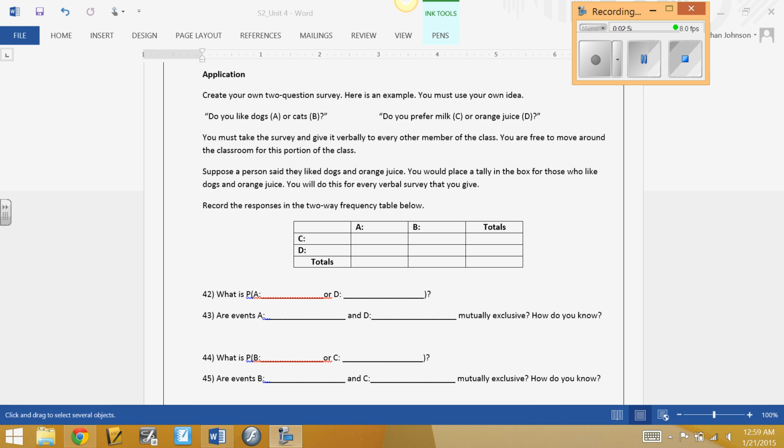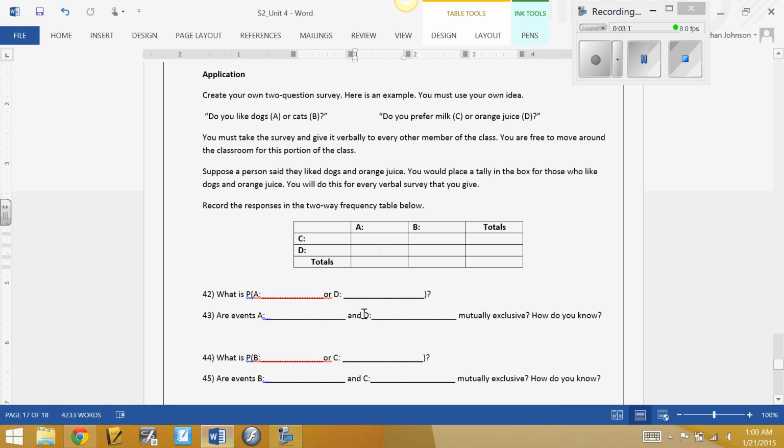Now, let's say, for example, someone told me, I like dogs and orange juice. Where am I going to put a tally mark? Well, okay, dogs was A. So I'm in this column, the A column. Orange juice was D. Alright, so I'm in column A, row D, right there is where I'm going to put a tally mark saying that person is a person who likes dogs and orange juice. You're going to go around, talk to every person, they're going to give you their opinion, you'll put a tally mark in the corresponding spot, tally everything up to get your totals.